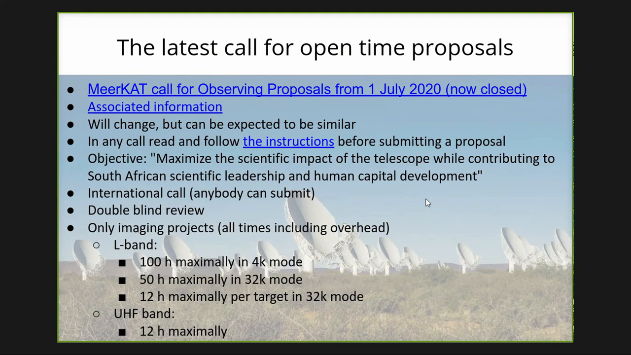It had a double-blind review, such that neither the reviewers would know whose proposal they would look at, nor the proposers would know who the reviewers are. This is to ensure a maximum of neutrality in the review process. And only imaging projects were allowed, with some restrictions, which surely will change in the next call, about what you can do with which receiver and which backend mode that you were using for MeerKAT.